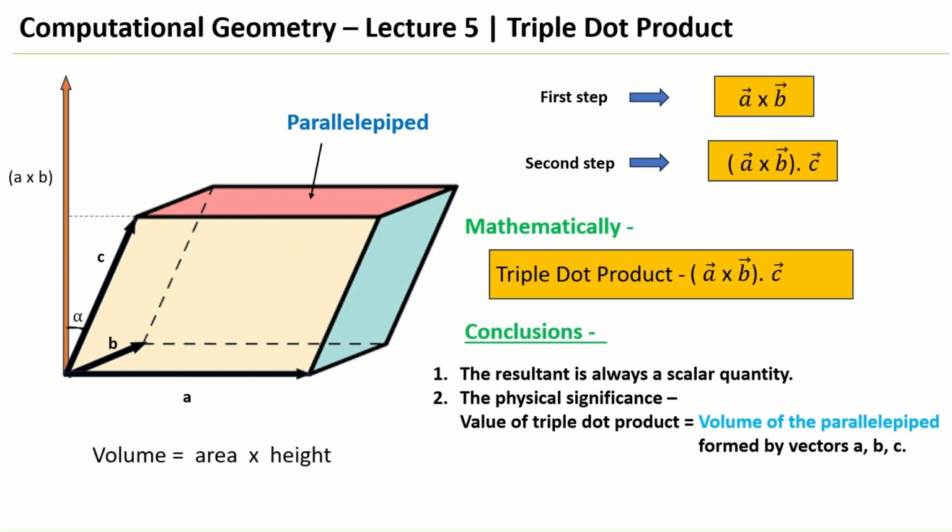We know the formula for volume is area times height. Magnitude of A cross B gives the base area, and the component of vector C gives the height, that is, magnitude of C times cos alpha. Here alpha is the angle between vector C and the cross product of A and B.